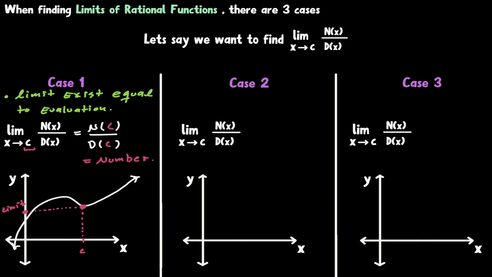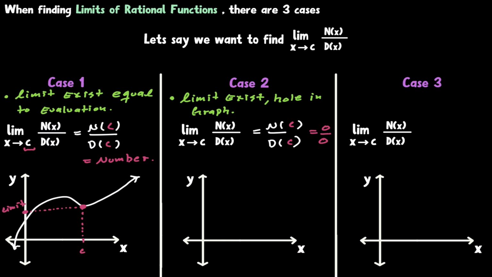So let's look at a second case that maybe we can encounter. Maybe when we look at the numerator and the denominator and we evaluate it at some number, let's call it C, we obtain the result of 0 divided by 0. Well, when this situation happens, the limit still exists, because we have a hole in the graph.